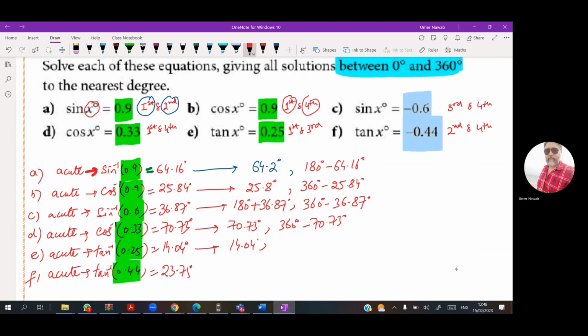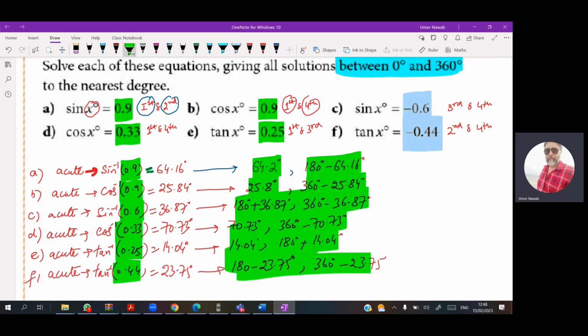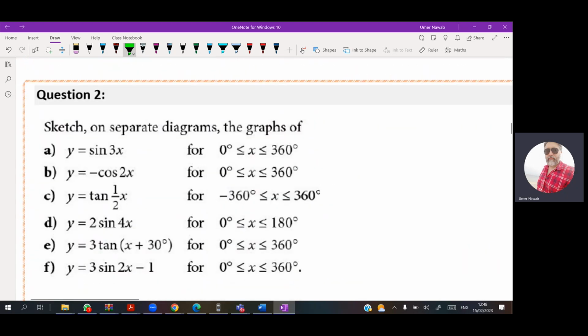And the E part, I want the answer in the first and the third quadrant: 14.04, and the third quadrant is 180 plus 14.04. Last part, we are expecting our answer in the second and fourth quadrants. So 180 minus 23.75, and the fourth quadrant is 360 minus 23.75. Since I explained it to you through the diagrams in class, here I did it directly. You can also use the equation solver to get your answers. Clear, boys? So I'm done explaining how to solve the basic trigonometric equations.